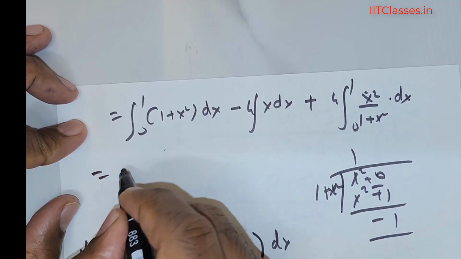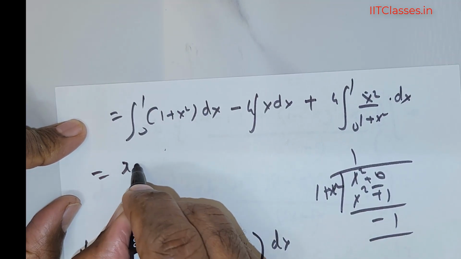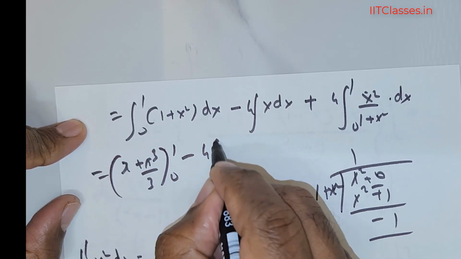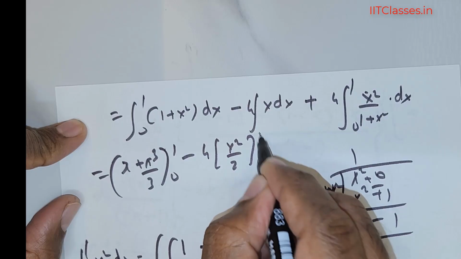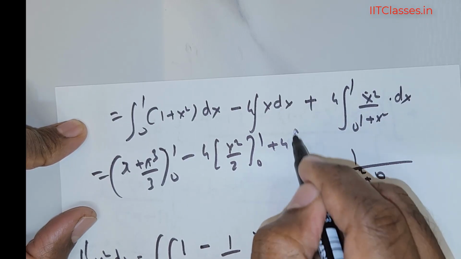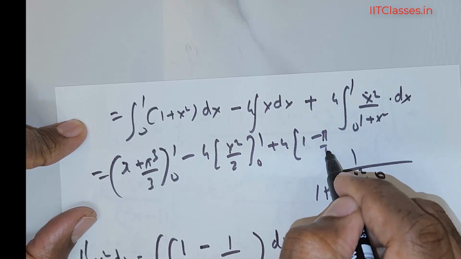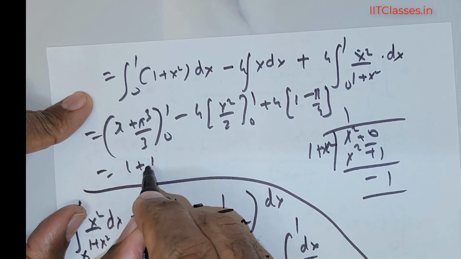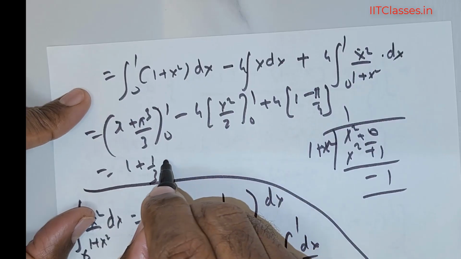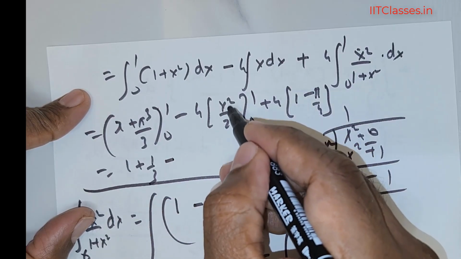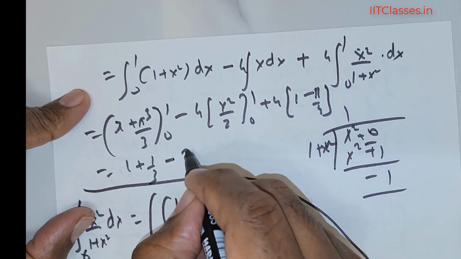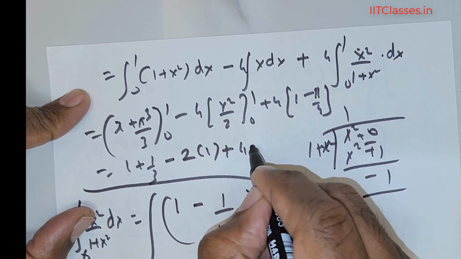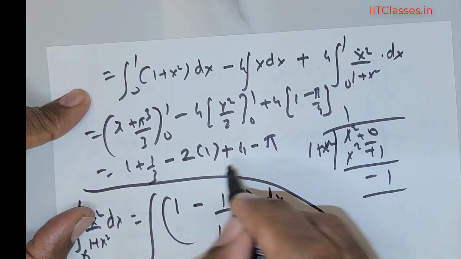Okay, let me integrate these. So this is going to be x and this is going to be x^3/3. The limits are 0 to 1. This is going to give me 4x^2/2. Limits are 0 to 1. Of course, this is going to be 4 times (1 - pi/4). So I substitute the upper limit and the lower limit has got no value there. This is x^2/2. So 2 divides 4 2 times and I get a 1 there. This is going to be giving me 4 - pi.